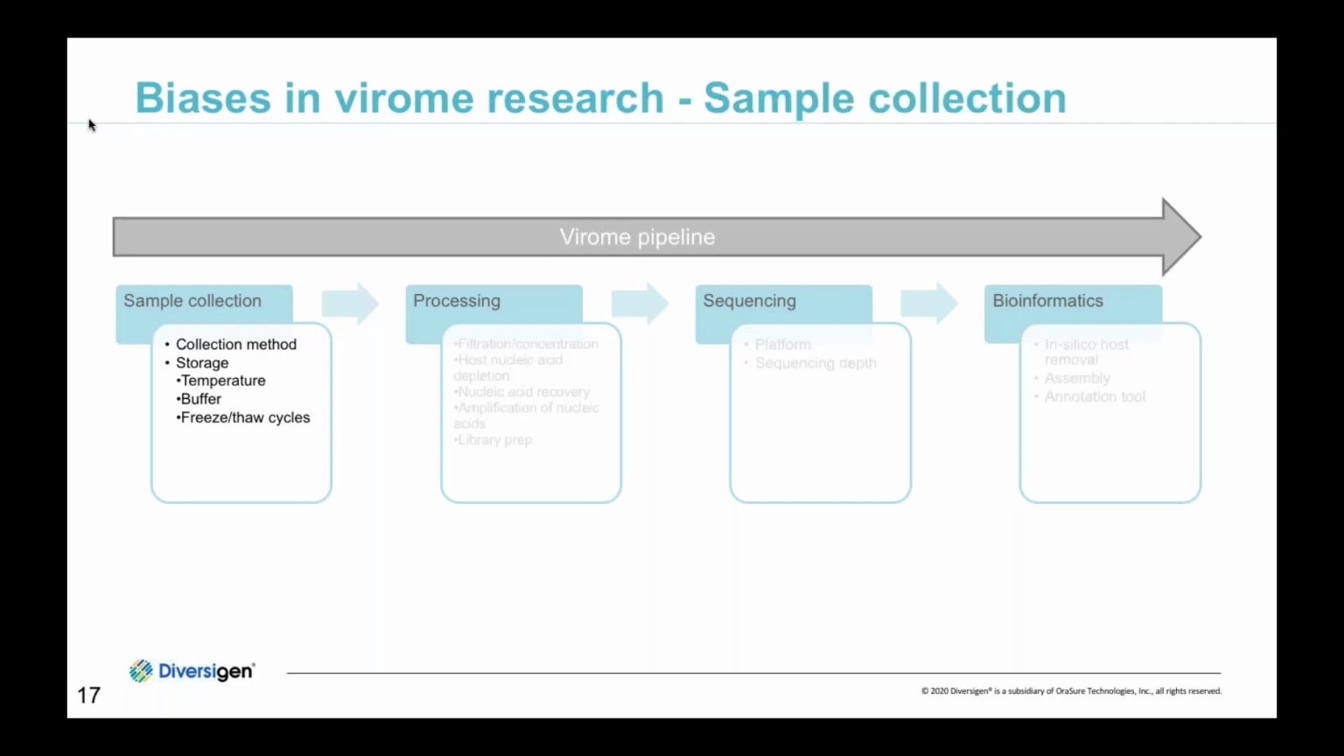Let's talk about sample collection first. Sample collection and storage is one of the first steps after study design, and there are different practices for sample collection, and this will depend on the sample type. For example, the sample collection methods for saliva and urine might be different to those of stool samples because of the nature of the sample.